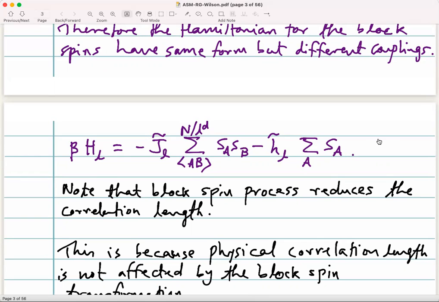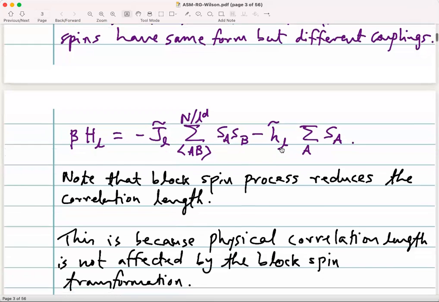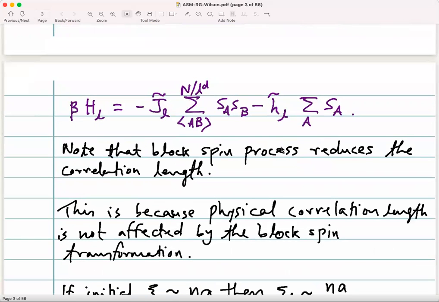Okay. The initial model has nearest neighbor interaction with binary interactions of this kind and a solitary interaction with the external field. But the block spin Hamiltonian, or RG Hamiltonian, has all terms: two spin, three spin, four spin, n spin, everything, as long as it preserves the symmetry of the system. And that is what liberates the thing.